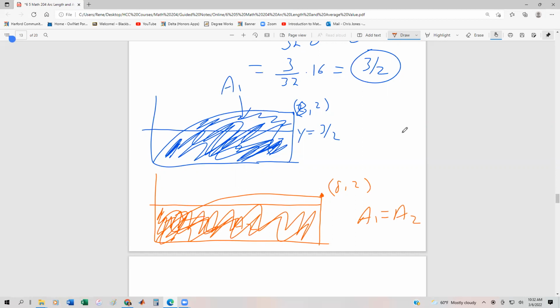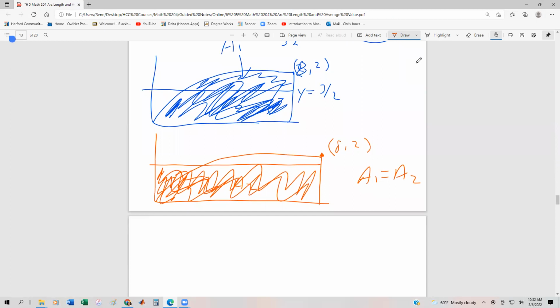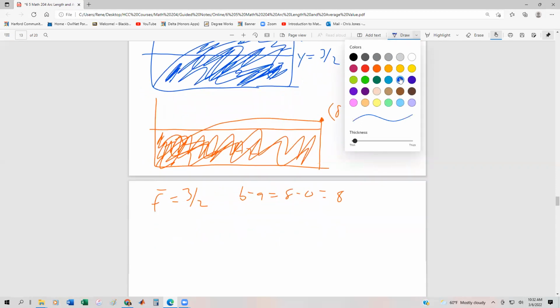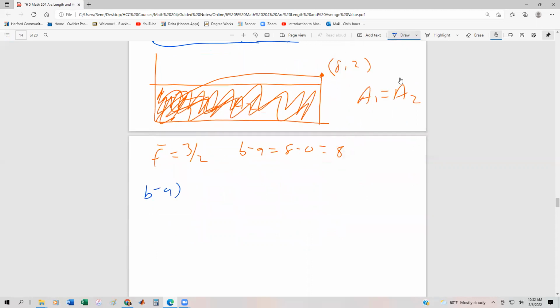And so realistically, what we could say, just to illustrate this, is that, remember we got 3/2 was f bar, and b minus a is 8 minus 0, which is 8. Okay, so check this out. This is really cool. All right, so when we go through, we know that b minus a times f bar, not f prime, but f bar, is going to be equal to 8 times 3/2, which is going to be 12.